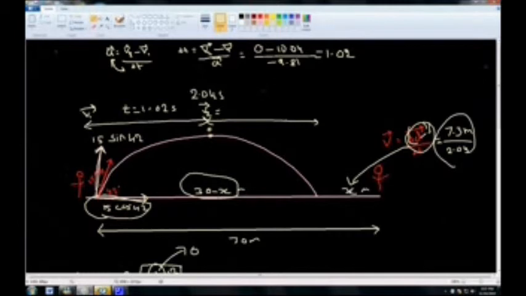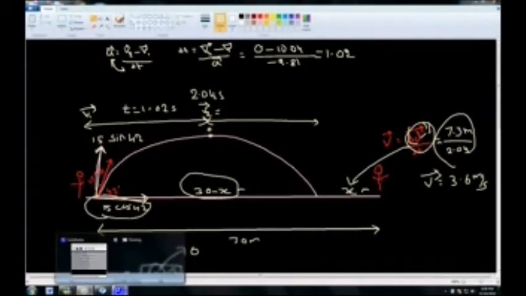When you type that into the calculator, you get 3.6 meters per second. So he needs to travel 3.6 meters in 1 second, and only then he can catch the ball. So by looking at this, you know that you have to be a fast runner to play football. That's interesting.